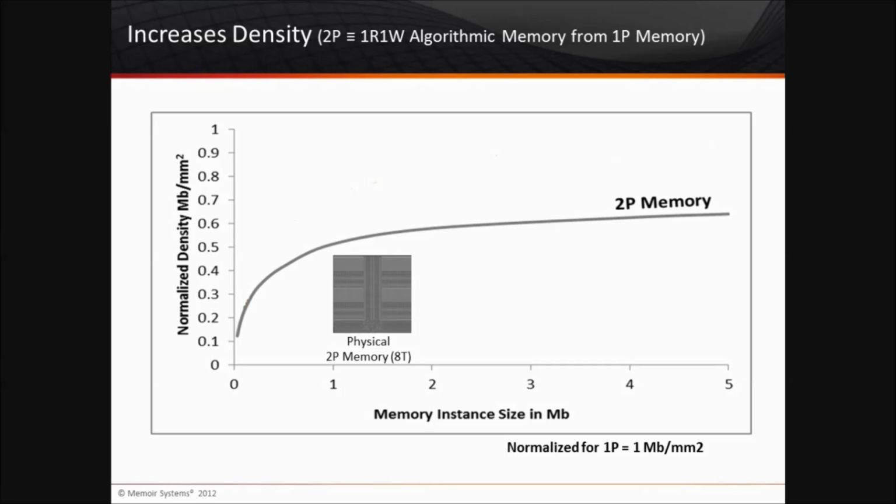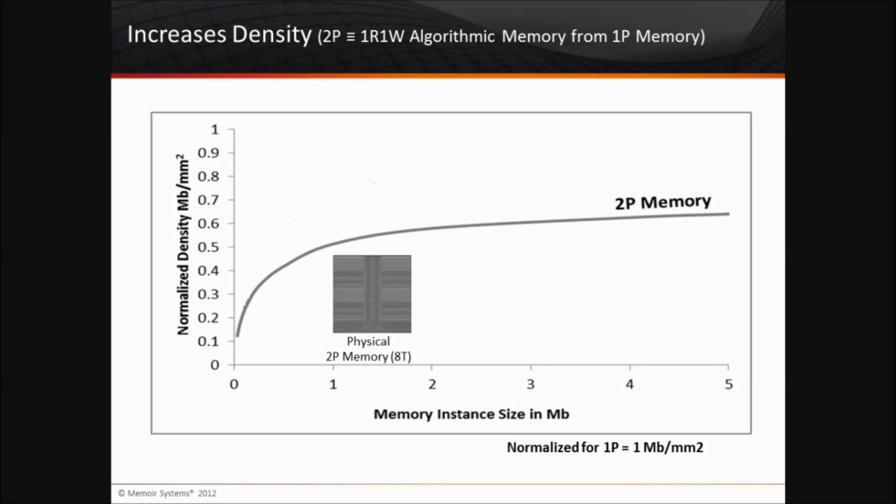The graph that's drawn here is a standard two-port memory. This is a physical 8-transistor memory built using only circuit-based techniques. And any memory looks like this. It's got a bad density at the very beginning, and once you pass a certain capacity, you get a very good density. So if you took a two-port memory, you might get a density that dies off around 0.5 to 0.6 megabits per millimeter square.